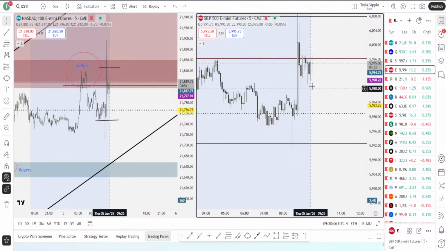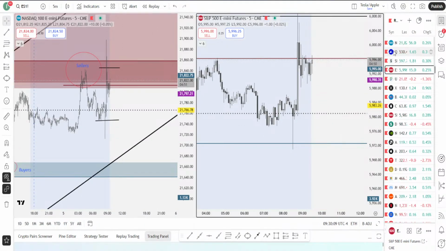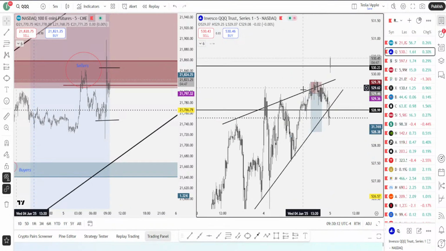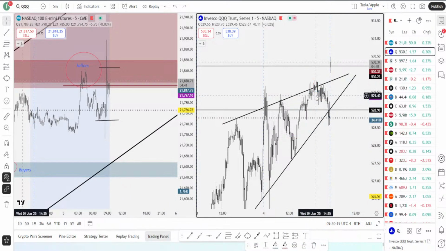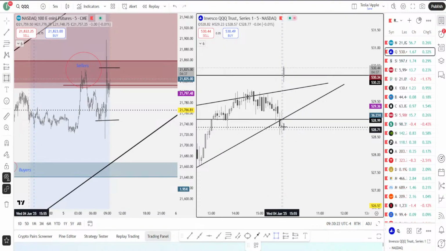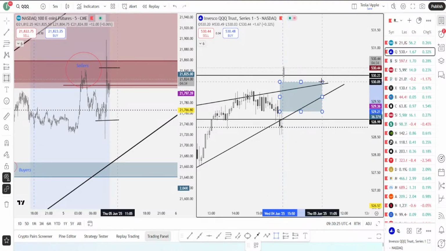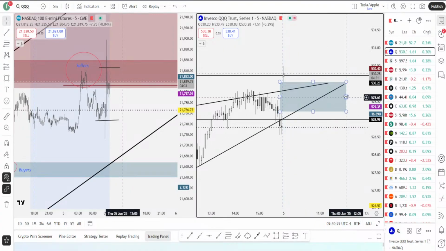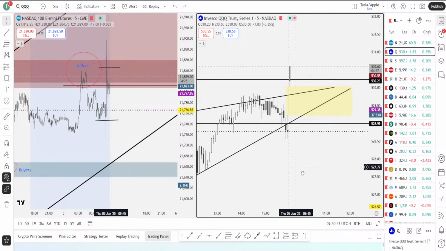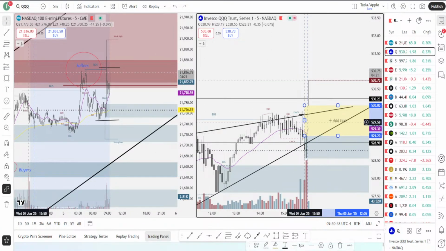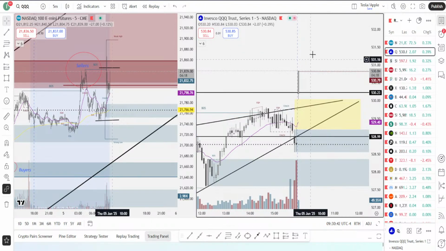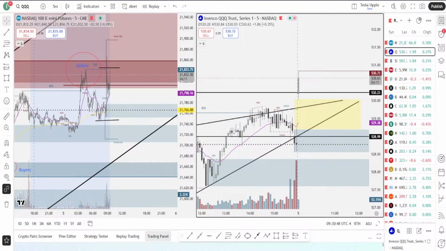Market's open now. We have a gap. We have a gap below on the Qs. Strong buyers at open here.